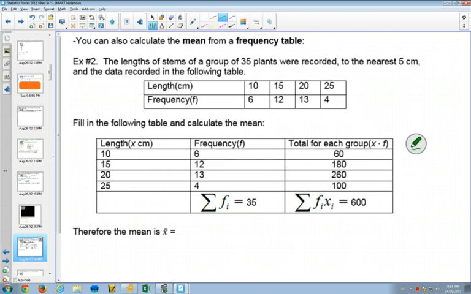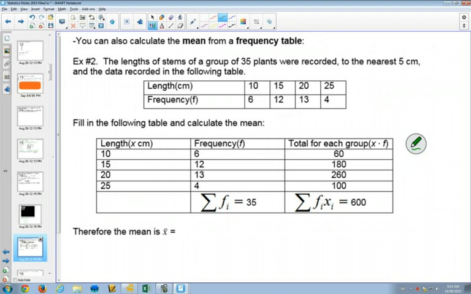Here is a table that shows those lengths and the frequency, and then if you were calculating the mean, you'd have to go, well, the length 10 happens 6 times, so that'll be 60. The length 15 happens 12 times, so 12 times 15 is 180, and so on, and you'd have to add those all up and then divide that by 35. That's what we had done in all of our other questions so far.